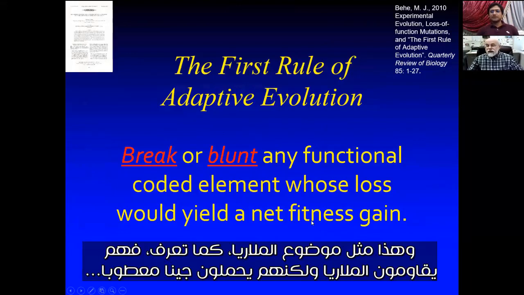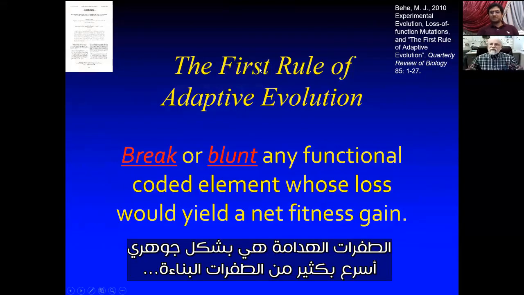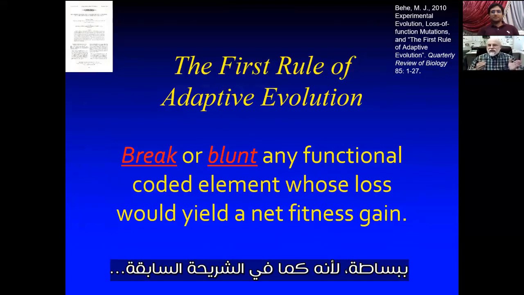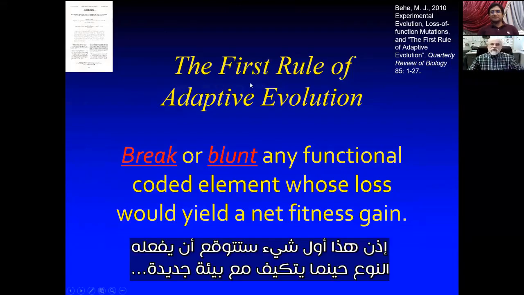So break or blunt any gene that would increase the number of offspring. That's like in the case of malaria, they're resistant to malaria, but they have broken genes. And this is called the first rule because it happens a lot faster. Degradative mutations are intrinsically much faster than constructive ones, simply because you can break things in so many more places. That means you have more opportunities and it goes faster. So that's the first thing you would expect a species to do when it's adapting to a new environment.